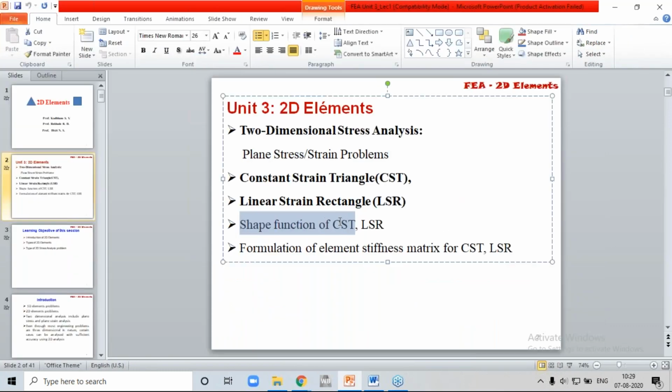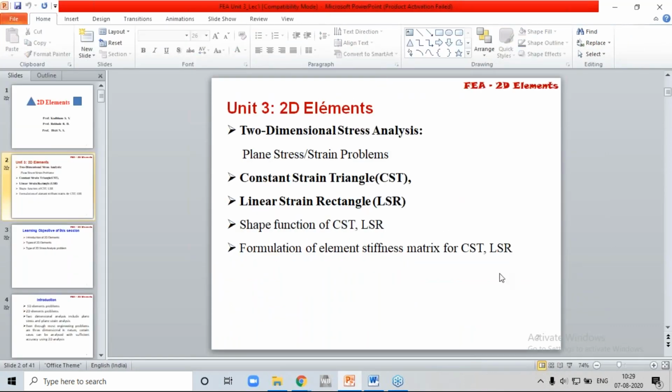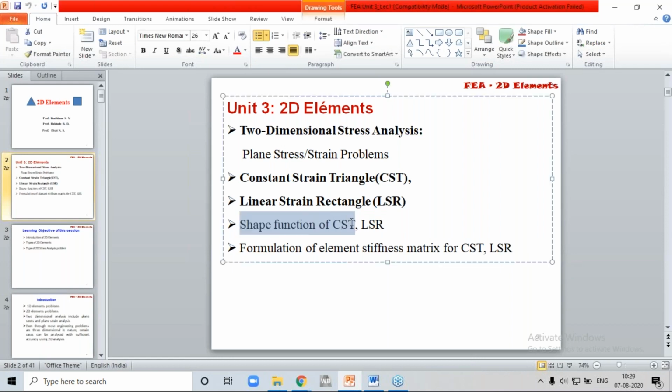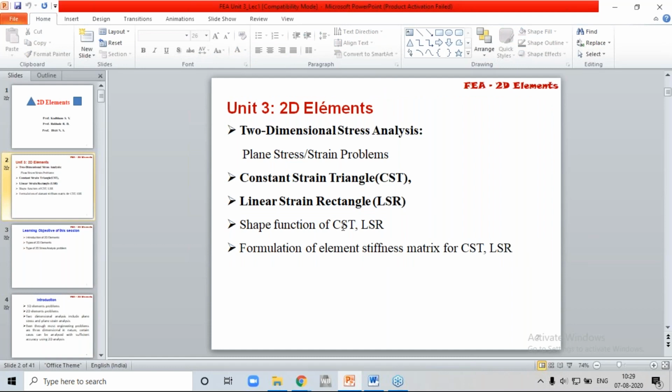This is the shape function of LST. Okay, so we mainly concentrate on shape function of CST and LST. Before that, we need to cover the shape function of 1D bar. Before that, we need to cover coordinate system. Okay, so we will discuss one by one. So this is regarding our syllabus of unit number 3 and the university question pattern, format, and various types of questions.